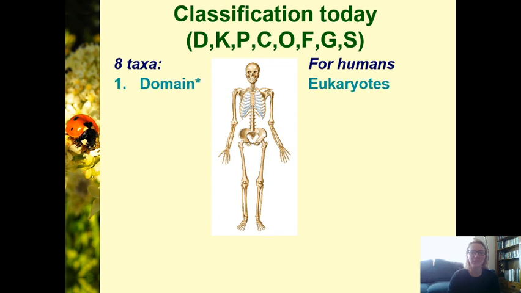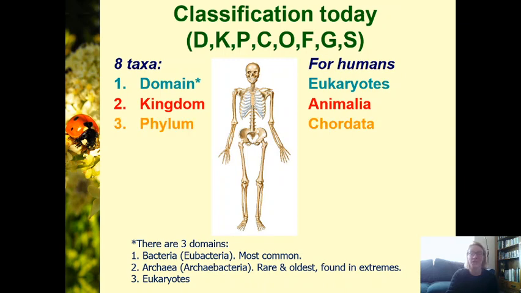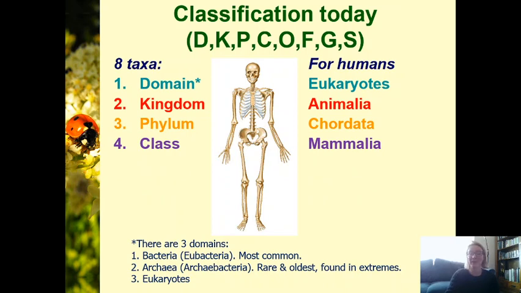One that you do need to remember is the classification for humans. So they are in the Eukaryote domain. They are in the Animalia kingdom, the Chordata phylum, the Mammalia class, Primate order, Hominidae family, the Homo genus and the Sapiens species. And one thing that's worth remembering is that all mammals will have the same first 4 taxa there. So domain Eukaryote, kingdom Animalia, phylum Chordata, class Mammalia.